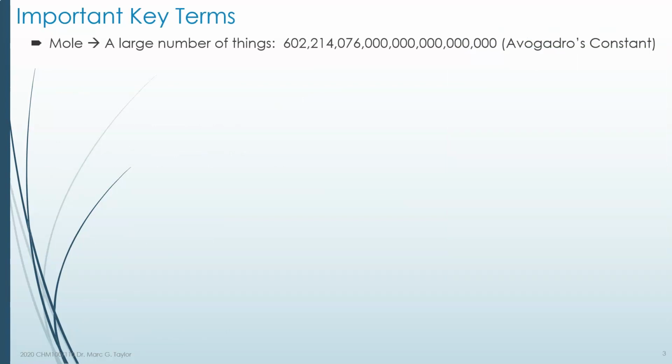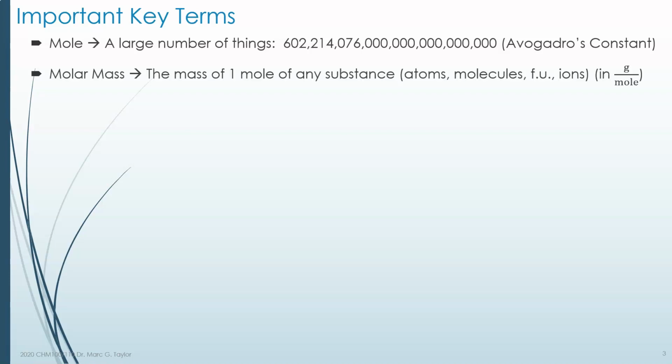So let's talk a little bit about some of the definitions. The mole. As I already mentioned, the mole is a very large number. 602 sextillion, 214 quintillion, 76 quadrillion exactly. It used to be an approximation, but in May of 2019, this was made an exact value. We estimate this number as 6.022 times 10 to the 23. That's close enough for our purposes.